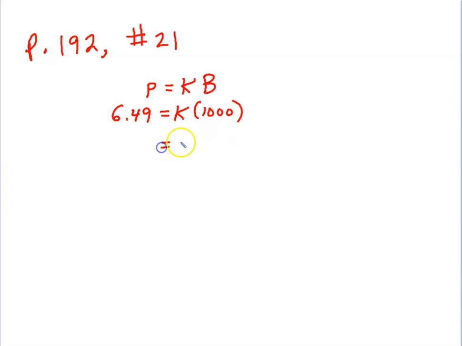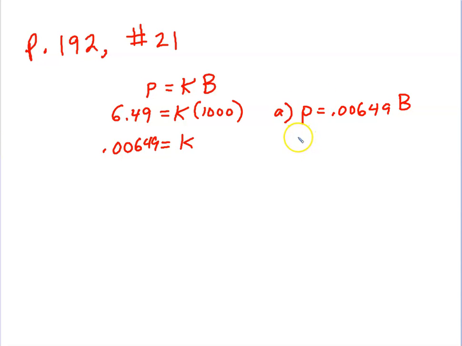So you just go to your calculator and do 6.49 divided by 1,000. And that's 0.00649. So our general equation here is going to be P equals 0.00649B. Okay, so that's kind of like answer part 1. So you see where the last sentence says then, all right, so we'll just call this answer part A.